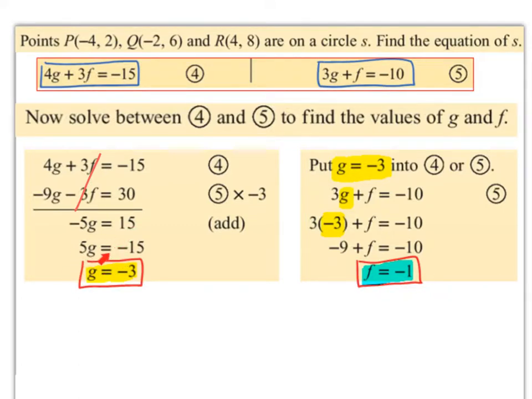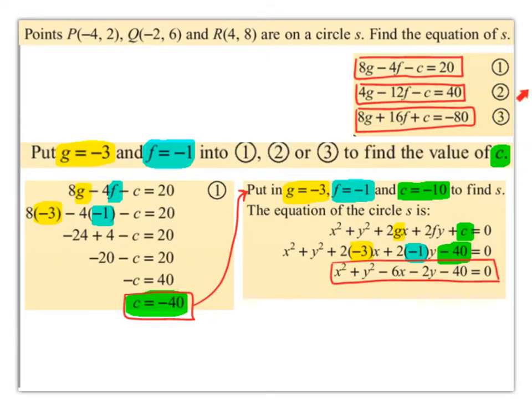Now we sub g into either equation 4 or equation 5, it doesn't matter which. So we put g is equal to minus 3 into one of them. Let's go with equation 5. We sub the g for a set of brackets, put in minus 3. Minus 3 by minus 3 is minus 9, plus f is equal to minus 10. So f is equal to minus 1. So we have g, we have f, now we have to find c.